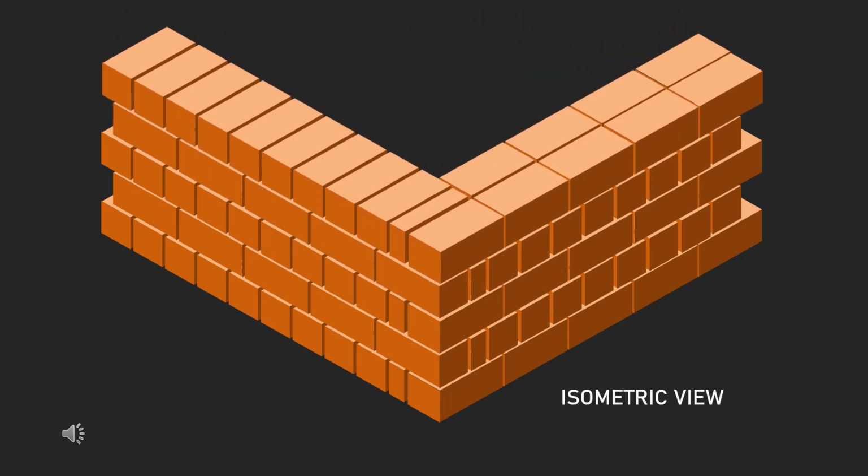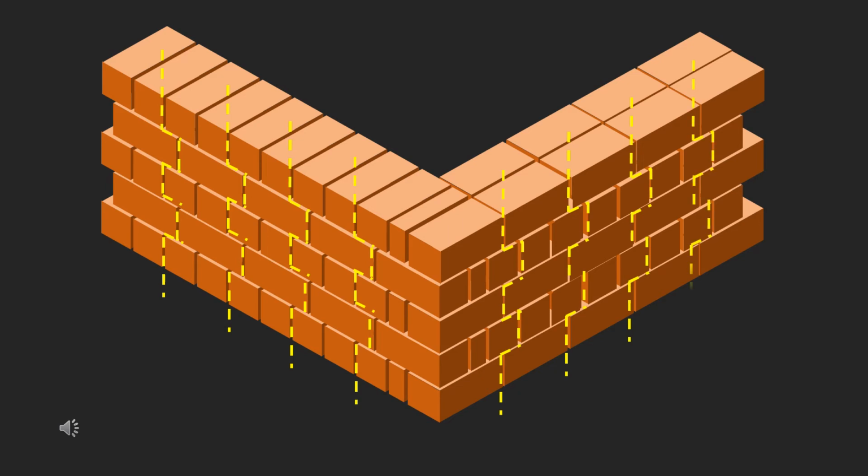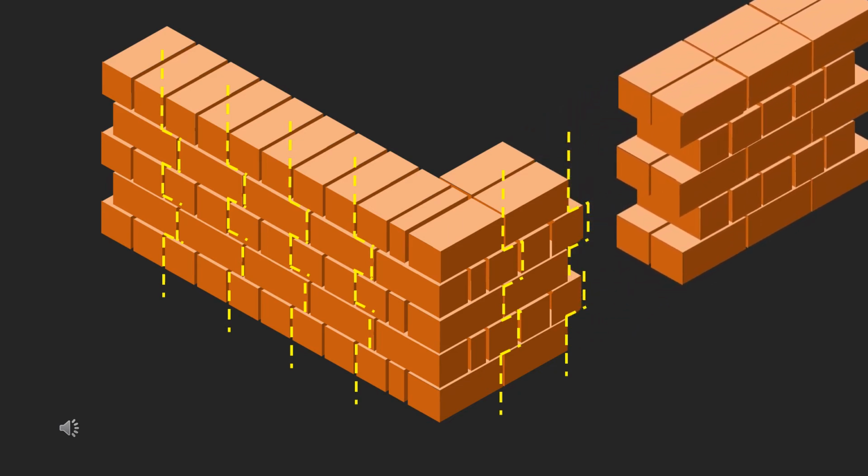Now, this is also an isometric view of the odd and even courses of English bond. However, there is one small difference in this as compared to the previous one. The small difference being that here the vertical joints are not stacked one on top of another, but rather are in a zigzag formation, which is called toothing, which is actually desirable.